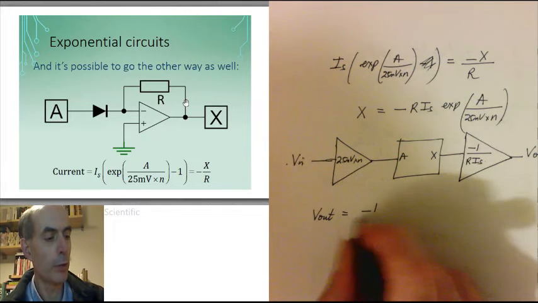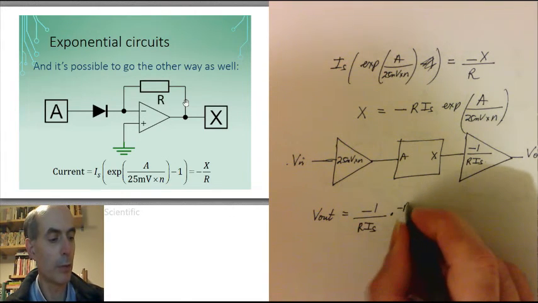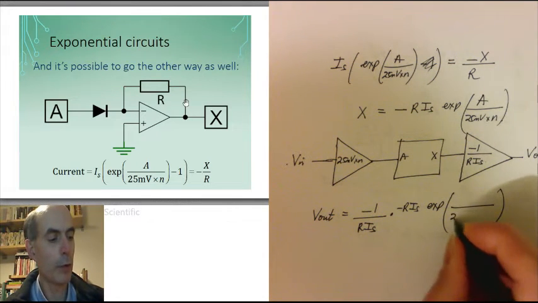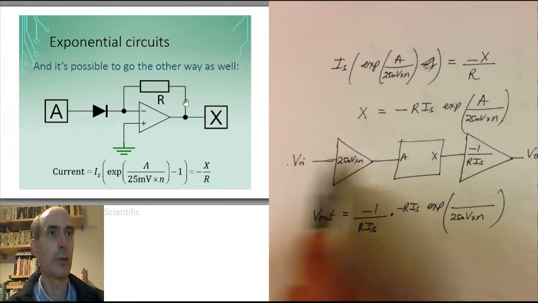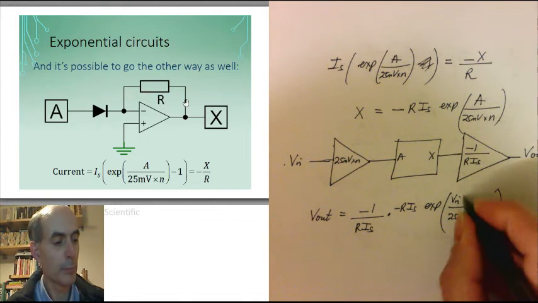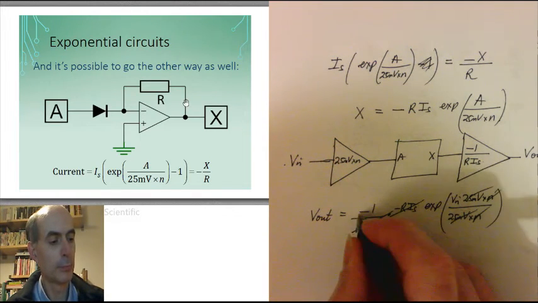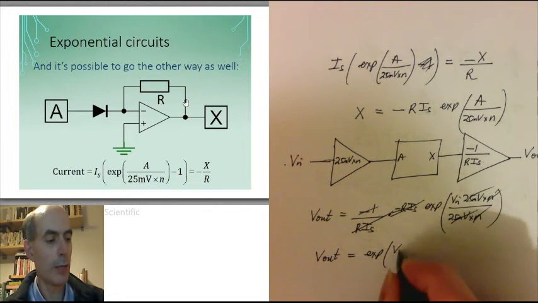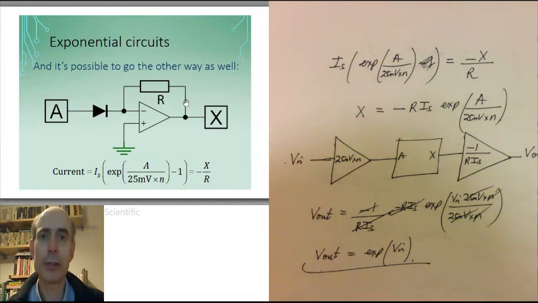V out is minus 1 over R times IS times X. X is minus R IS times e to the power of A over 25 millivolts times N. But A is 25 millivolts times N times V in. And once again, just about everything cancels, and we end up with V out equals e to the power of V in. We have a circuit that takes antilogs. So we've now got a circuit which can take logs and a circuit that can take antilogs.